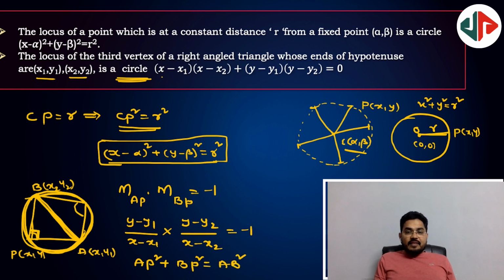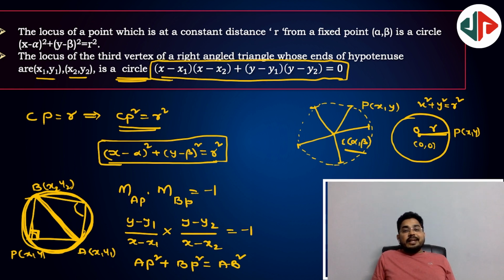And this formula is very important for us, not only here but in the later part of the course, circles, where this is the equation of the circle whose endpoints of the diameter are (x1, y1) and (x2, y2). There also we use this property. Okay, please have a look at this. Moving to the next one.